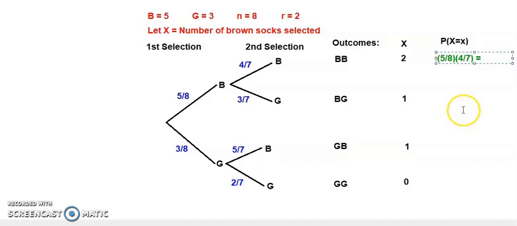So this one we will get 5/14. Similarly, what is the probability to get brown green? 5/8 multiplied by 3/7. So this one we will get 15/56.